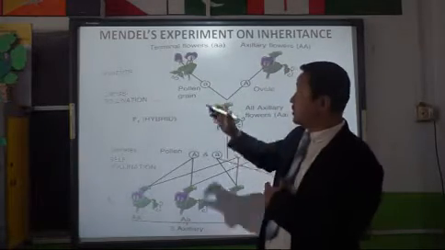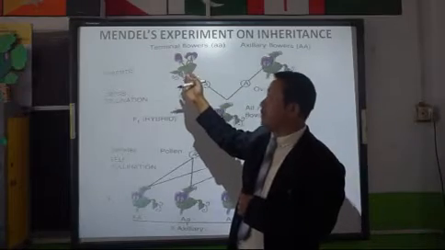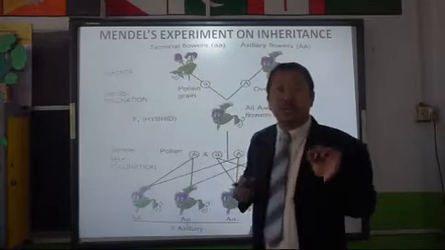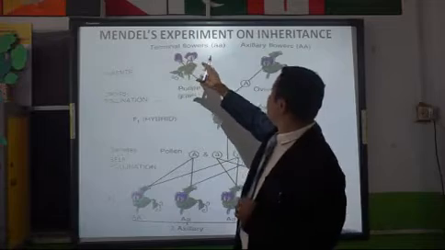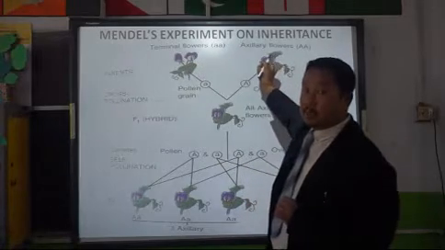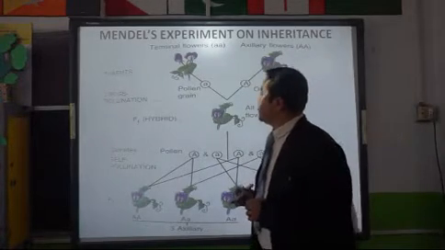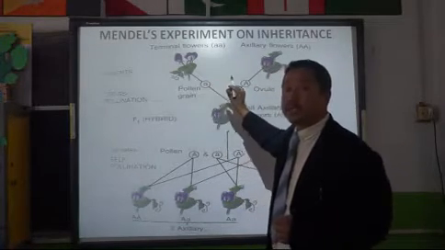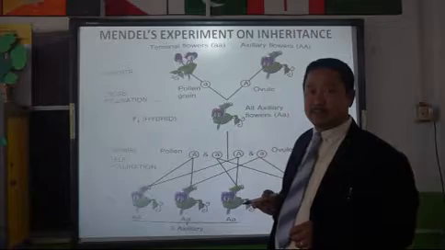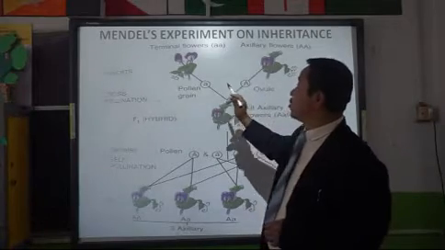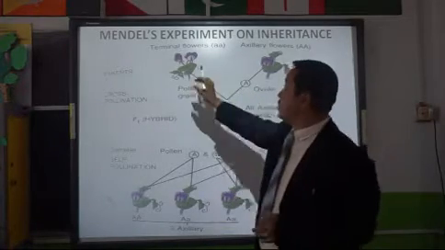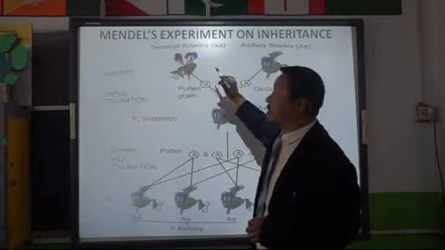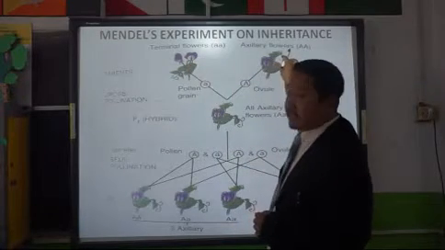Out of 7, I have taken only one character out here. Which was this character? The position of the flower. One is terminal flower, the other one is axillary flower in his garden itself. Then what he did is that he crossed these 2 varieties of the pea plants. What are the varieties, as I told you? One is bearing the terminal flower, the other one is bearing the axillary flower.